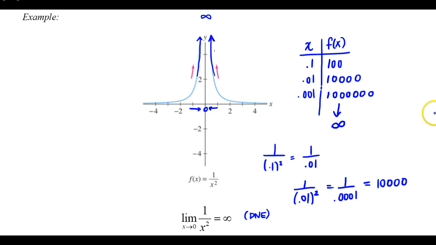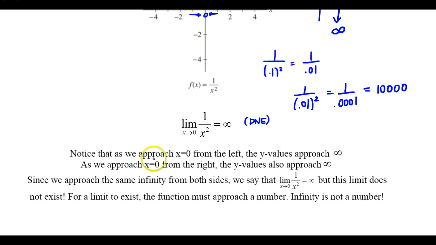So let's try to summarize our results. So notice that as we got close to 0 from the left, the y values approach positive infinity. As we get close to 0 from the right, the y values get close to positive infinity. So since we approach the same infinity from both sides, we can write or say that the limit as x approaches 0 of 1 over x squared equals infinity. But this limit does not exist. For a limit to exist, the function must approach a number, and infinity is not a number.